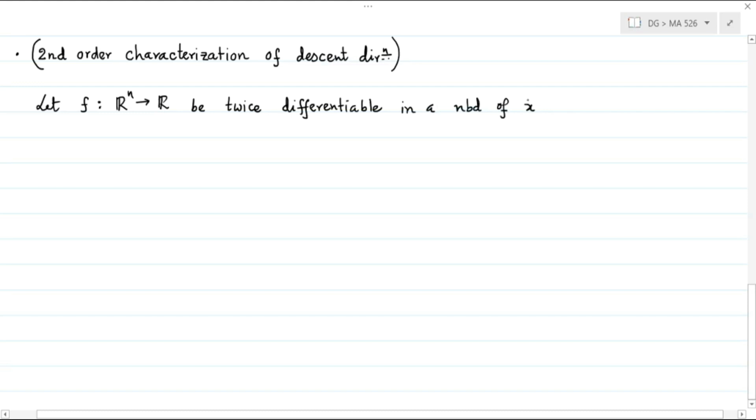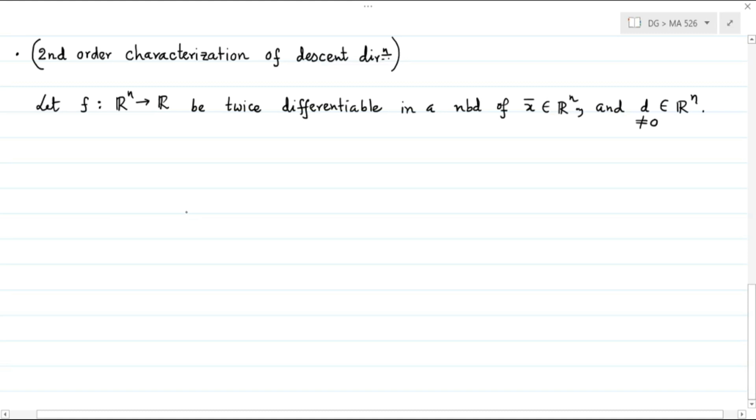of x bar, and this x bar is obviously a point in R n. Let also a direction which is a non-zero direction be given. For a zero direction, it does not have any essence. In the definition of descent direction, we always think that d is a non-null vector. Otherwise, you don't have any precise direction.